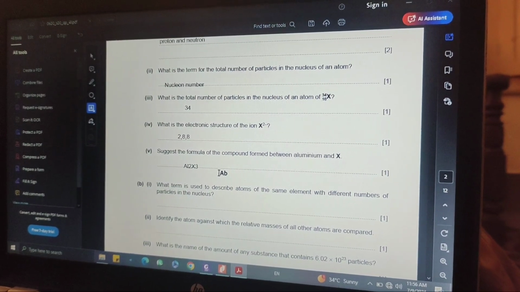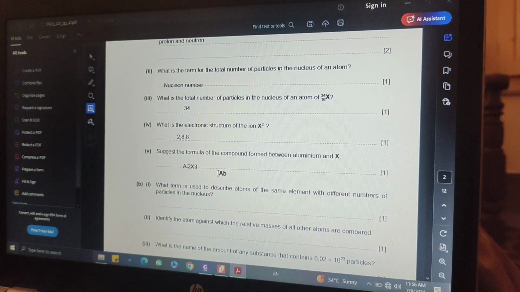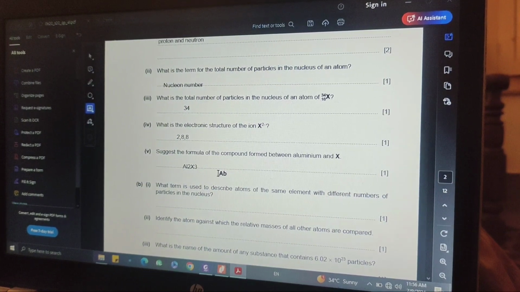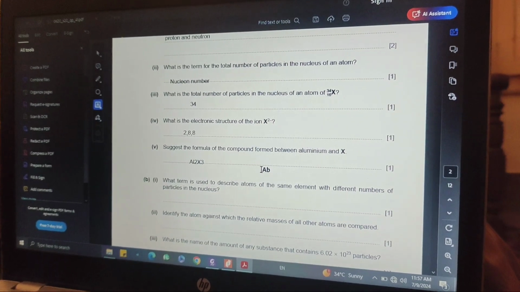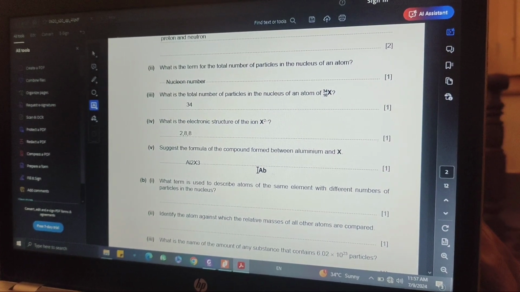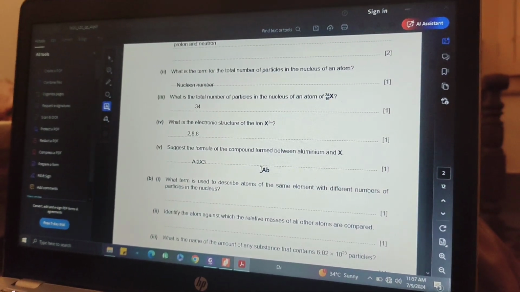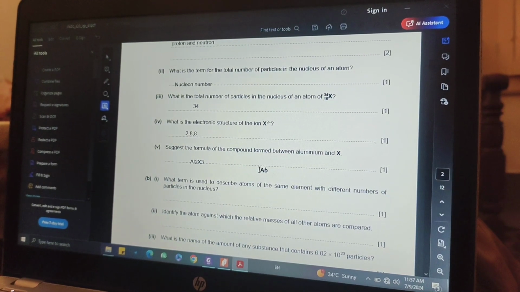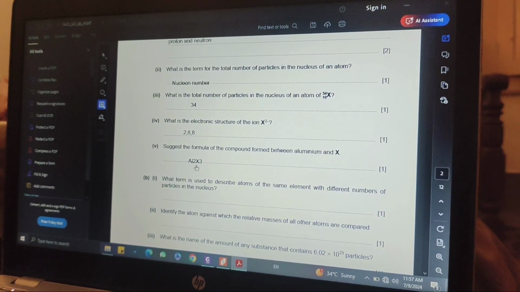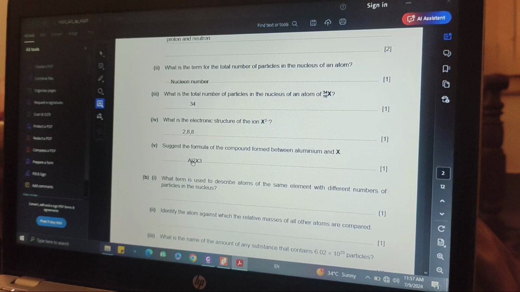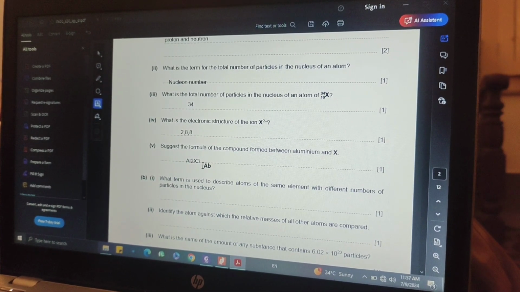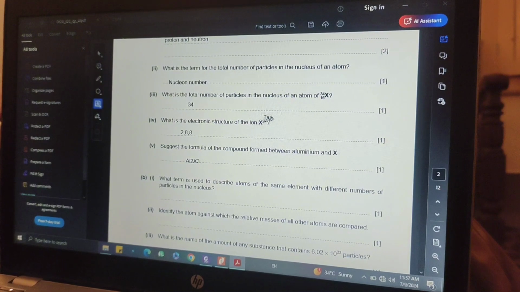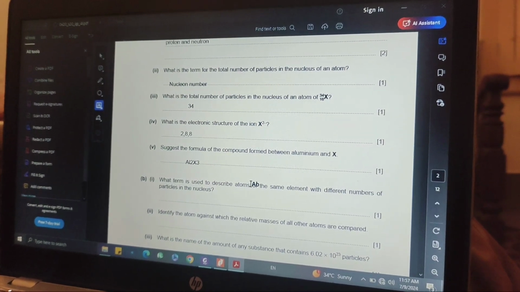How can it be? Aluminium will be losing 3 electrons, but one atom of X can accept only 2 electrons. So we'll be satisfying the valencies and the charges, and they will be satisfied at the number 6. So 2 units of aluminium will be losing 6 electrons, and 3 units of atom X will be accepting the 6 electrons, 2 electrons by each atom.